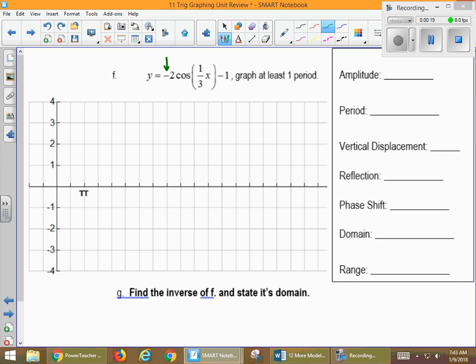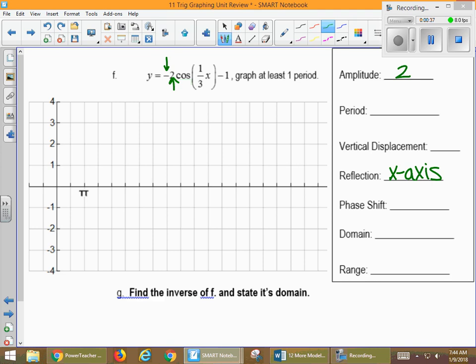So the negative out front of cosine is a reflection over the x-axis. Remember, outside is kind of up and down. So if you think about that reflection over the x-axis, that's vertical. I also have a 2 out front. That's going to give me an amplitude of 2. You can also think of that as a vertical stretch of 2.